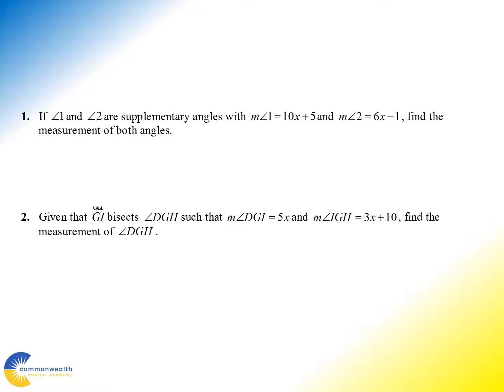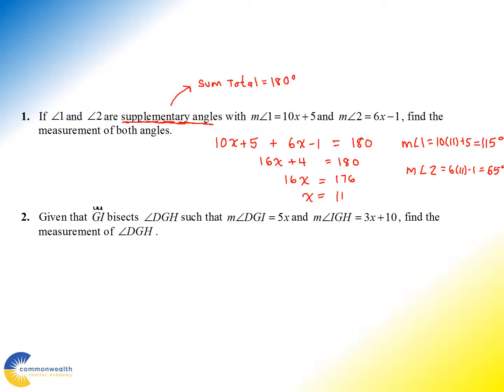Now, I've seen students who will always say they equal 180 degrees, or they'll set two things equal to each other. You have to use the concept that they're talking about. If I had said that angle 1 and angle 2 are congruent, that'd be a different story. If I said they were complementary, I would add them together and say that equals 90. So you have to use what's in the problem in order to set up your equation. But for this one, I took 10x plus 5 plus 6x minus 1 to equal 180.